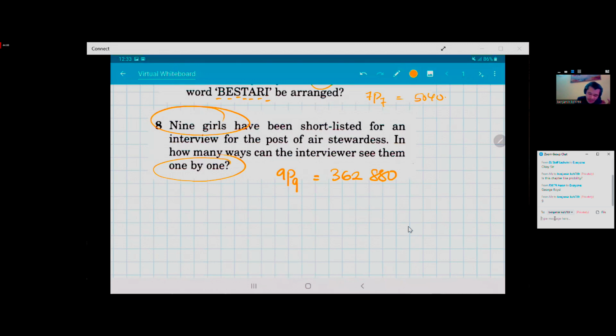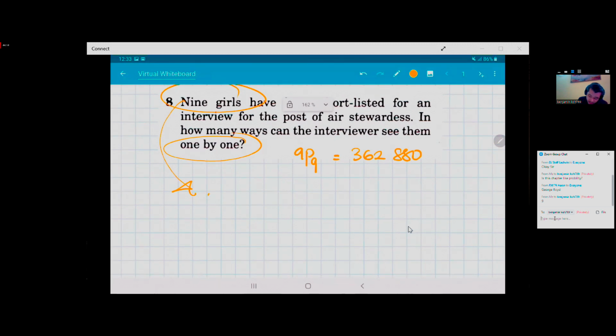For example, remember these 9 girls here? Let's say one of those girls is called Amanda. Now do you know what is the question? Kalau kita nak interview the girls one by one, in permutation, the arrangement is very important. That means who is interviewed first, or second, or third or fourth. You understand what I'm saying?